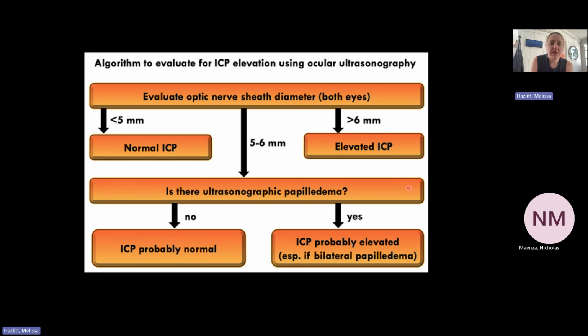So, this is just the kind of pathway that you can use, especially if you're not using eyeball transverse diameter, in that in-between gray zone of, do they have ultrasonographic papilledema? No, then it's probably normal. Yes, it's probably elevated. Are there limitations to this?